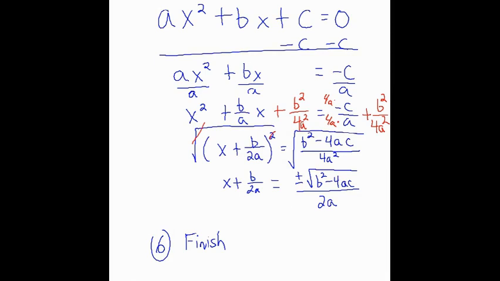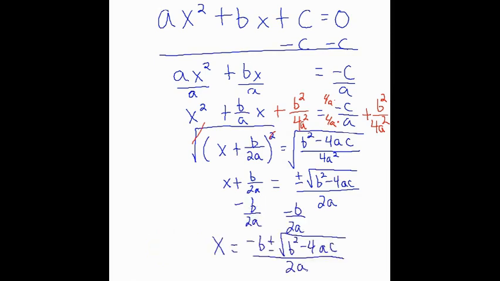And then finally, we're going to finish it off by subtracting b over 2a from both sides. And there you have it. I combined the numerators to have one singular denominator so it can be written in its traditional form.